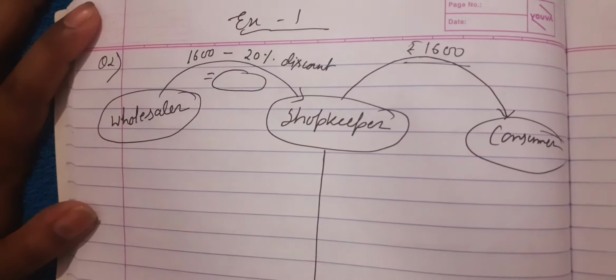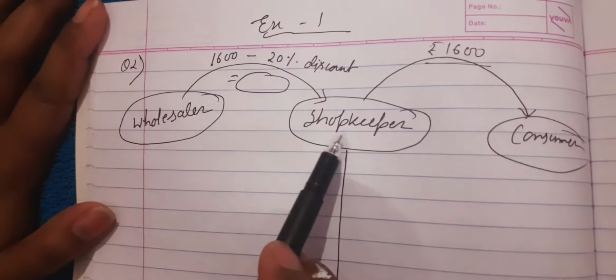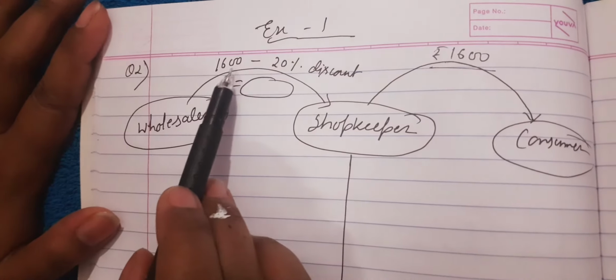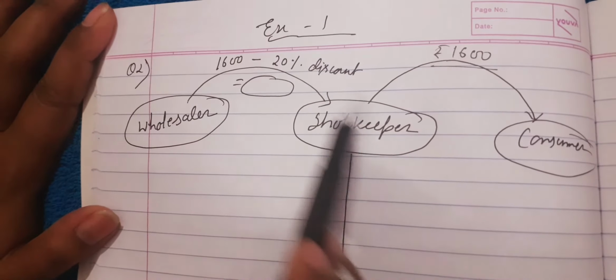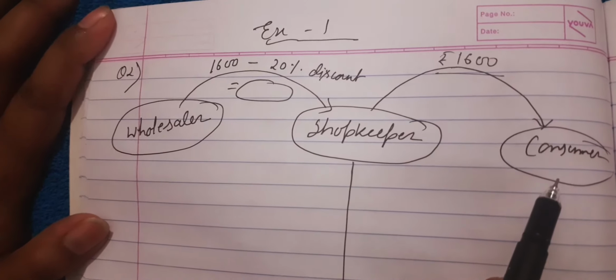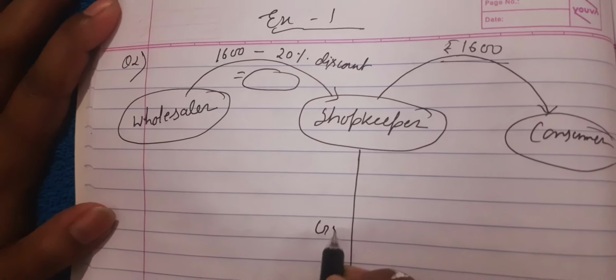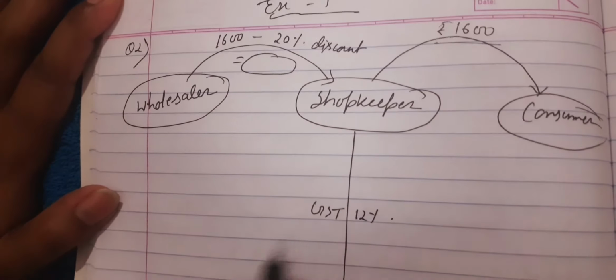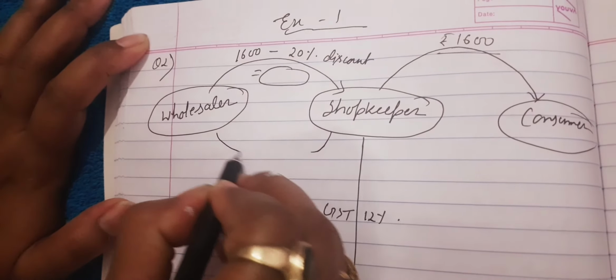So what is the thing which is given? Wholesaler will sell a camera to the shopkeeper on 20% discount on his list price, and list price is 1600 rupees and discount is 20%. Then shopkeeper will sell the same camera to the consumer or the customer. Okay, what is the GST? GST is 12%. Okay, shopkeeper will pay because the sale is what? Intrastate.